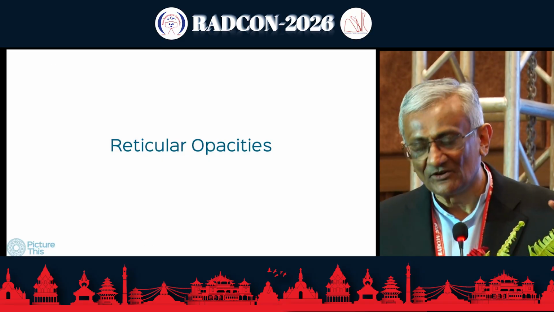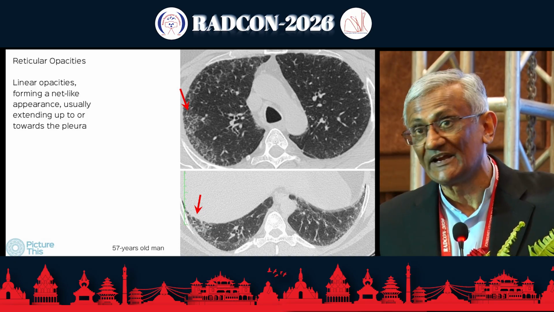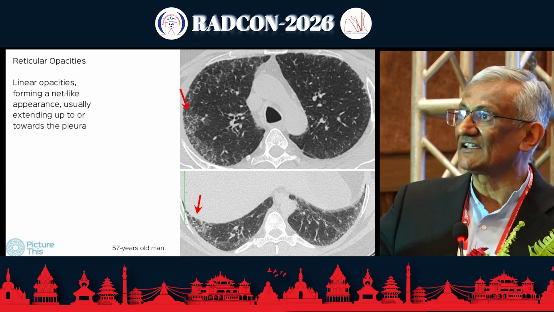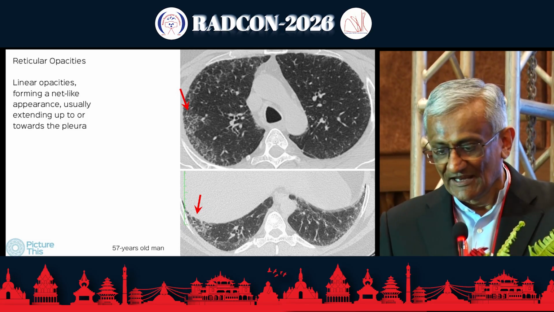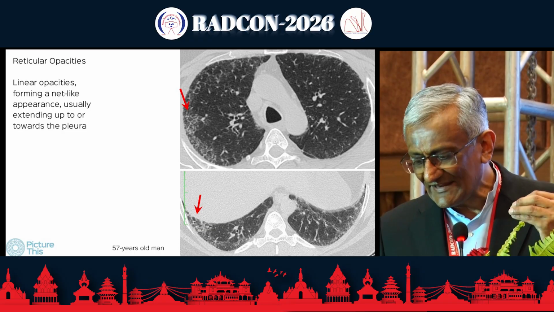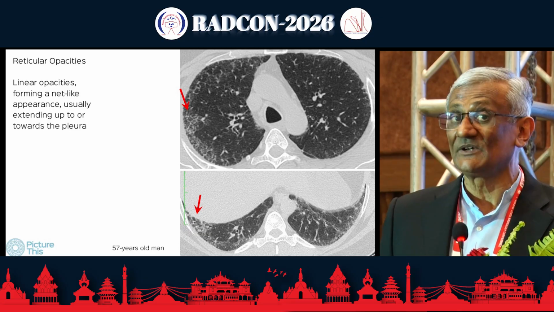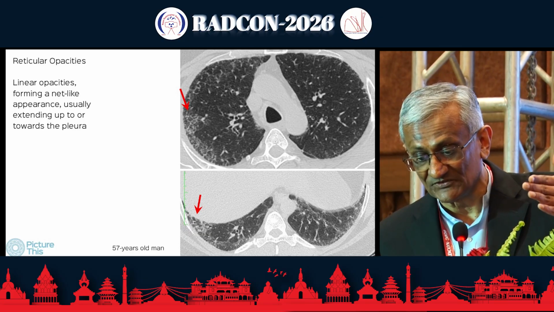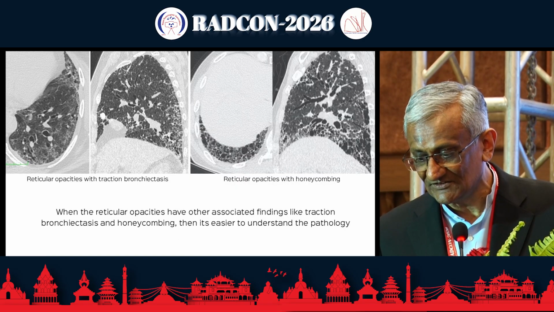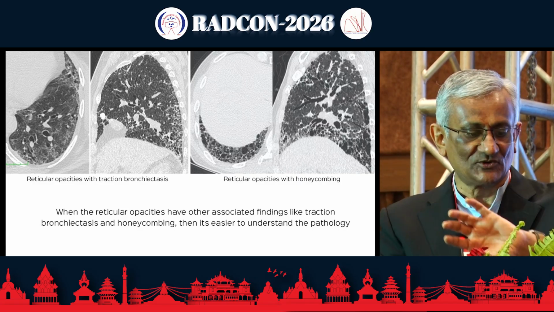Let's talk a little bit about reticular opacities. Like I mentioned, these are more difficult to identify and put on paper as against, let's say, traction bronchiectasis or honeycombing. These are linear, net-like opacities. When they don't have traction bronchiectasis or honeycombing, you don't even know whether they are fibrosing or non-fibrosing. But the moment you have traction bronchiectasis with these reticular opacities, or honeycombing with these reticular opacities, then we know this is a fibrosing ILD.